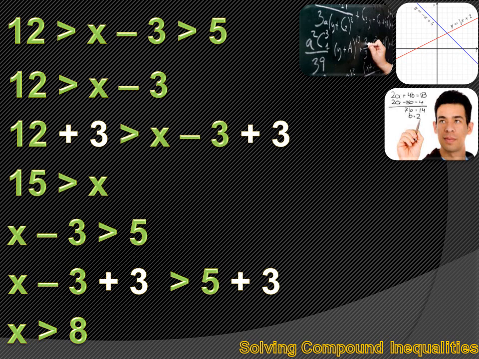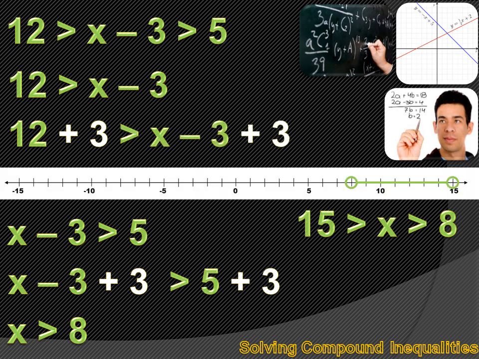Well, now I know that 15 is greater than x, and x is greater than 8. So I know that x is between 8 and 15. And I can write it this way: 15 is larger than x, which is larger than 8. And if I were to graph it, I'd put a circle at 15 and a circle at 8, which are my two extremes, and I draw a line between them, indicating that x is between 8 and 15.